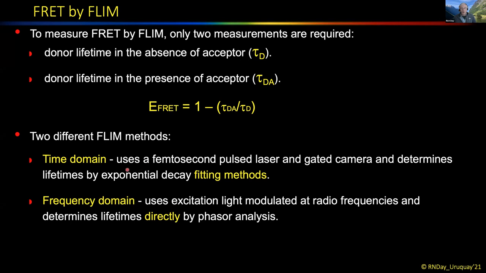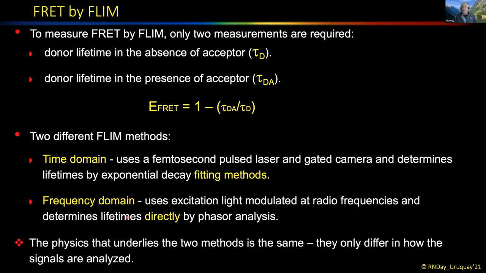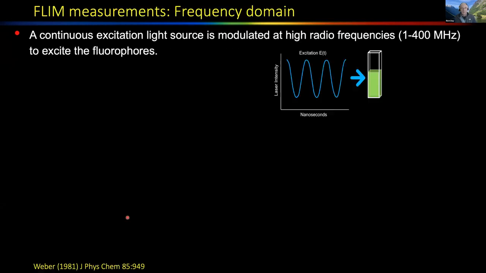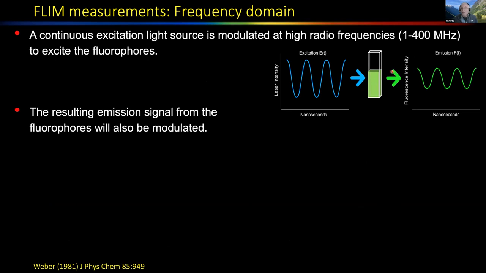And as you've all heard, frequency domain uses a modulated excitation source and determines lifetimes directly by phasor analysis. The key is that these are measuring the same events, the same underlying physics; they only differ in the way you analyze that data. So we use frequency domain FLIM, and I know you've heard a lot about this. We use a modulated light source to excite our sample, and then we measure the emission characteristics. So we know precisely the waveform going in, and we can measure precisely the waveform coming out.